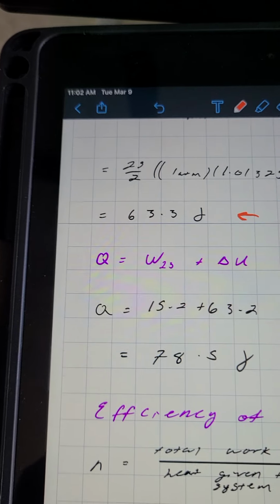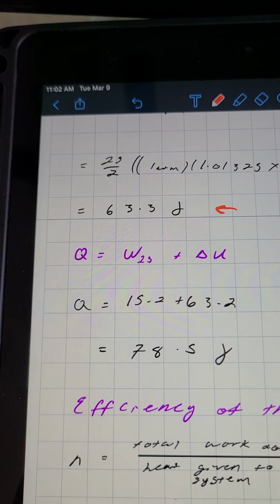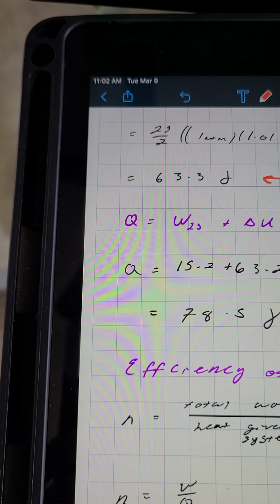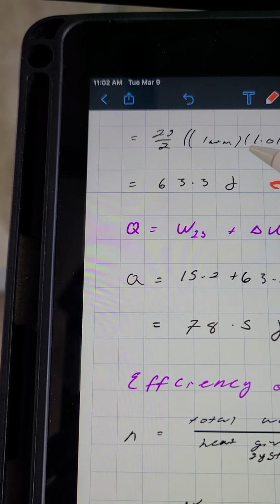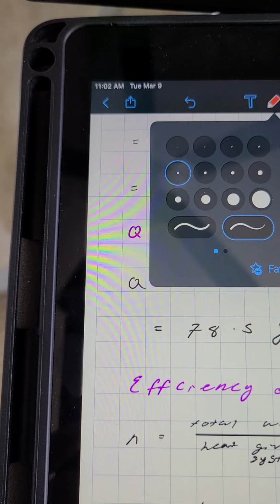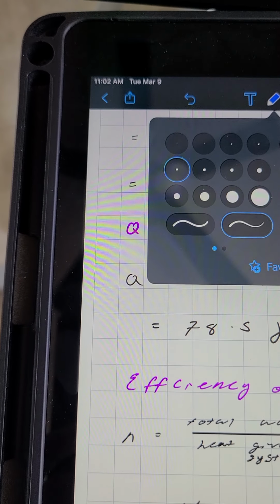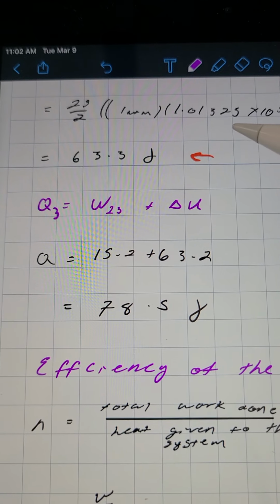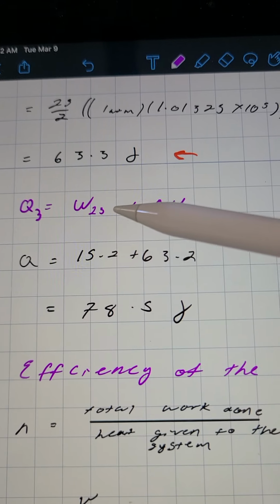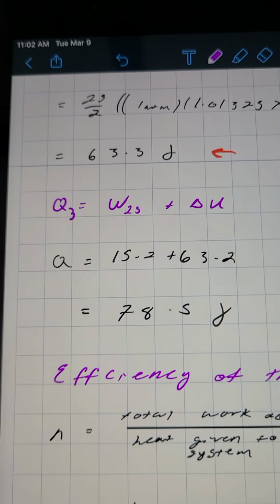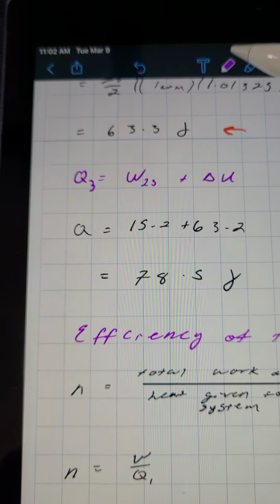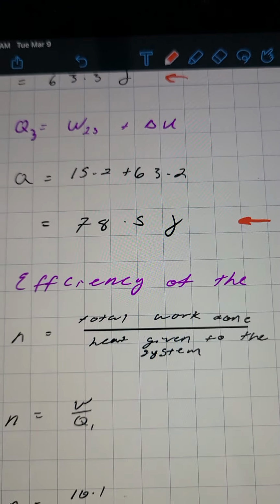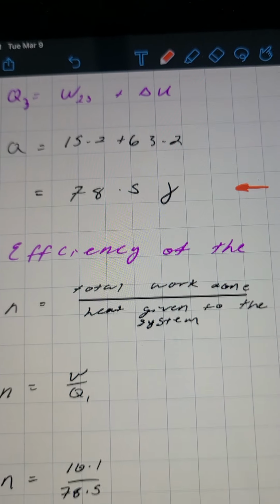So essentially we've calculated everything at this point. We just need the Q here at 3, which is equal to W plus delta U, which is something we already solved for. It's just plugging in at this point. So that was the answer.